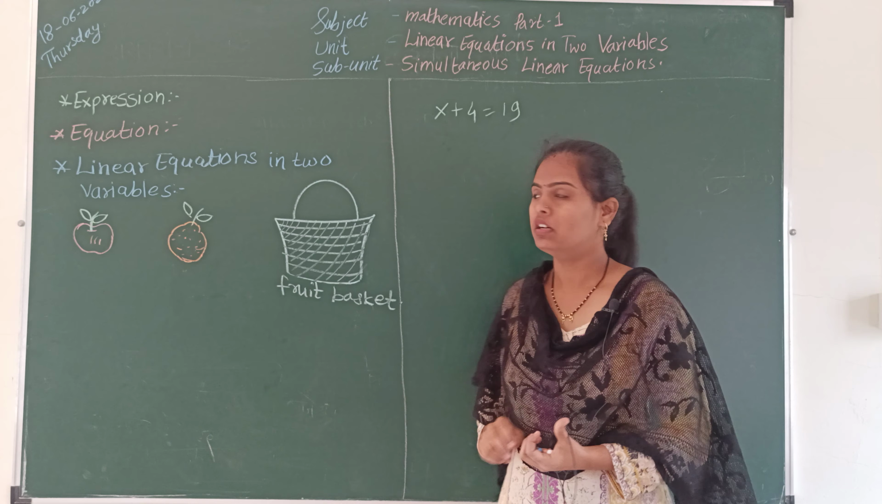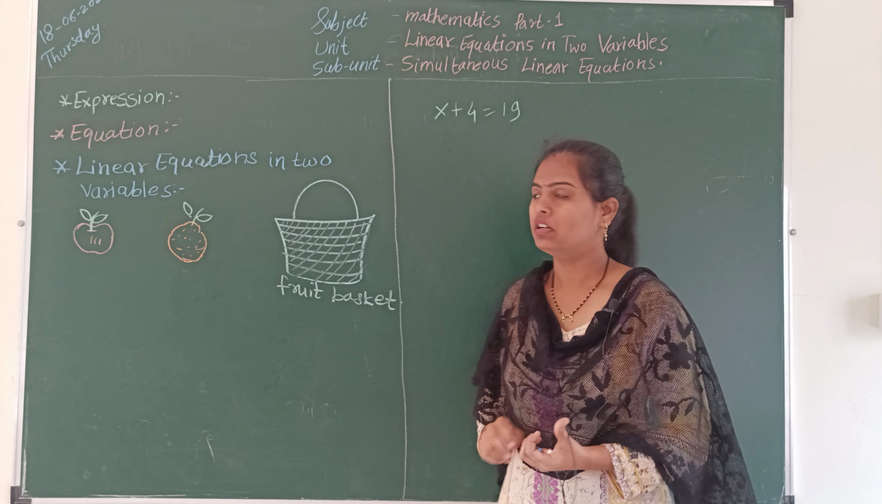Now equation. Equation means x plus 4 is equal to any number, I will write 19. This is an equation. Expression means only x plus 4, two terms, and equation means x plus 4 is equal to 19. The equal sign is very important in an equation.